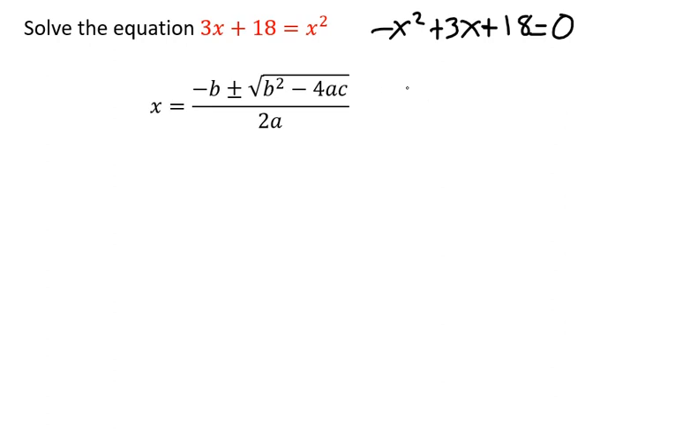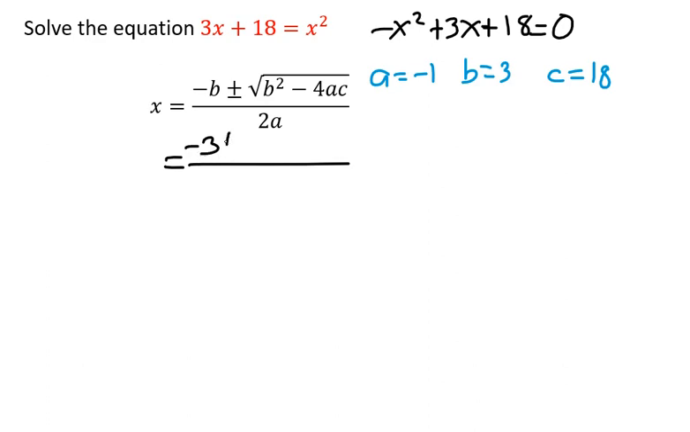So, ano na yung a natin dito? So, a natin is negative 1. And yung b? B is 3. And c is 18. Alright, then solve na natin. So, b is 3. Tapos naka-negative yan. Plus, minus, square root of b square. So, 3 square minus 4 times negative 1 times c, 18. Divided by 2 times a, which is negative 1.